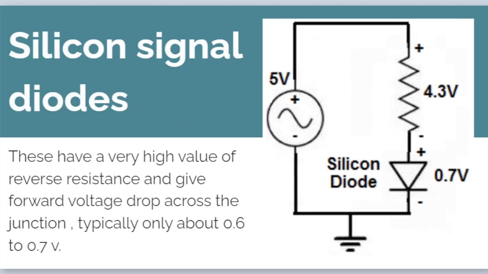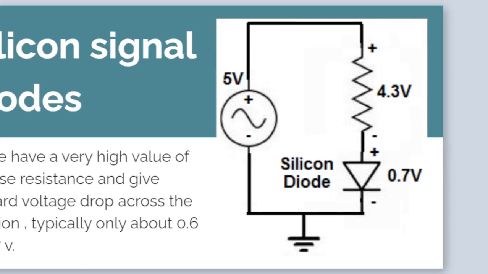The silicon signal diodes. These have a very high value of reverse resistance and give a forward voltage drop across the junction of typically about 0.6 to 0.7 volts. So the voltage drop of the diodes made from silicon is 0.6 to 0.7 volts, and it's very high compared to the other diode.